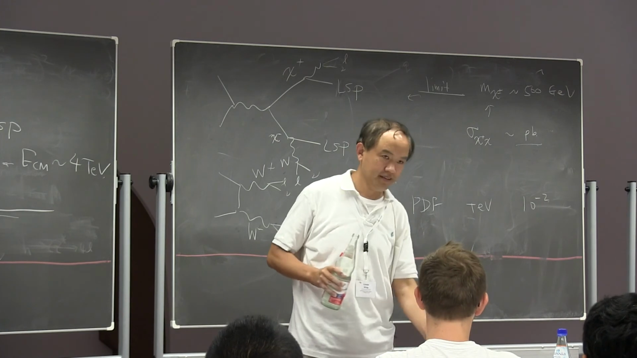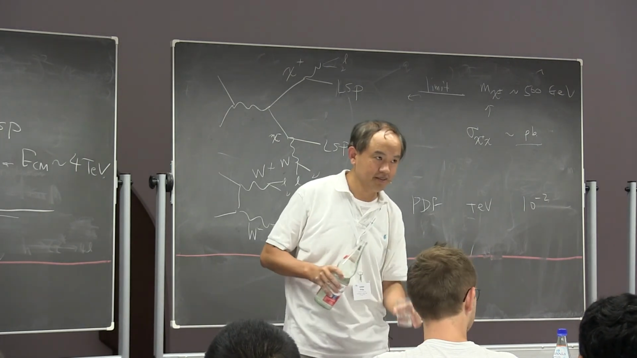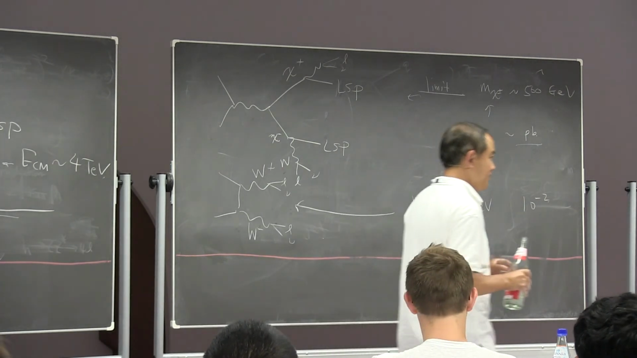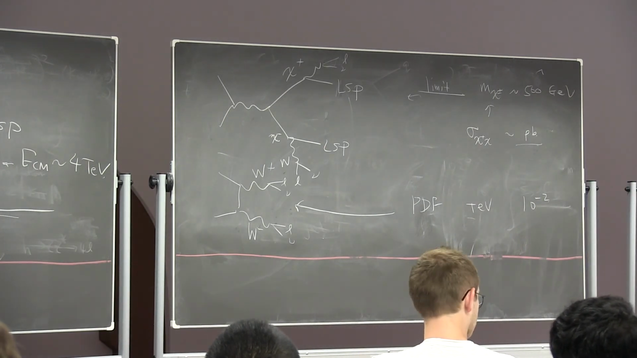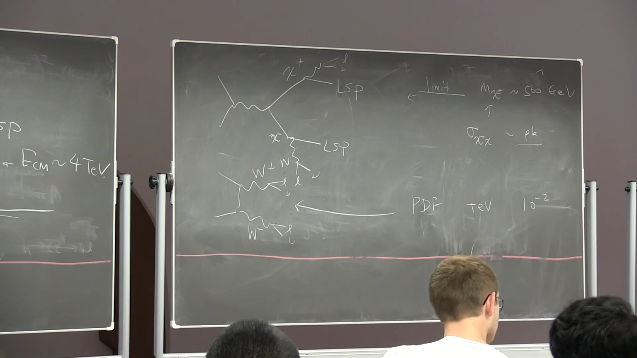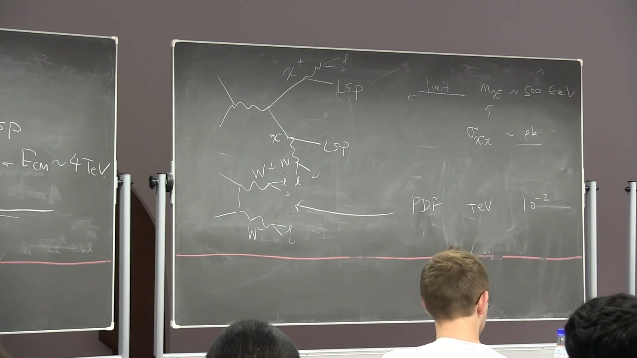Any questions before we go for coffee? You said for each particle you have a factor of 10 to the minus 2 to 10 to the minus 3. When do you have a factor of 10 to the minus 2 and when 10 to the minus 3? What's influencing that?